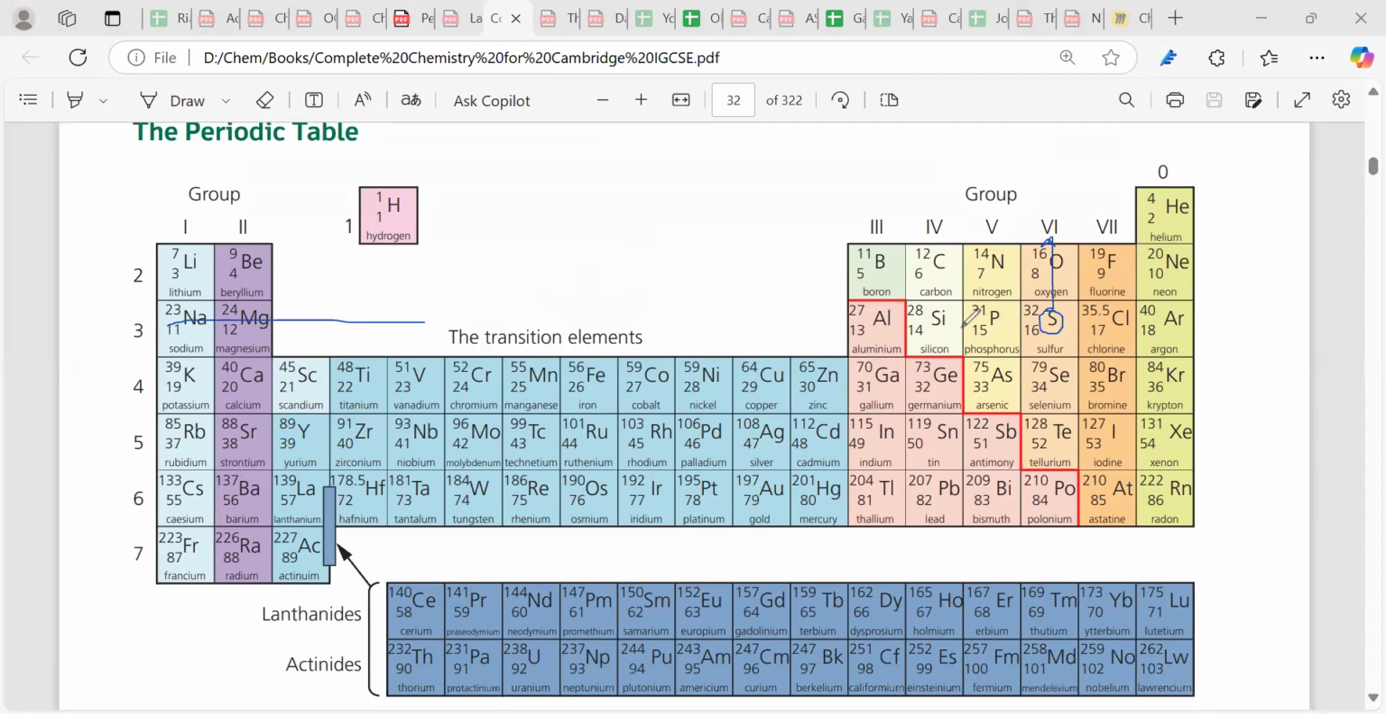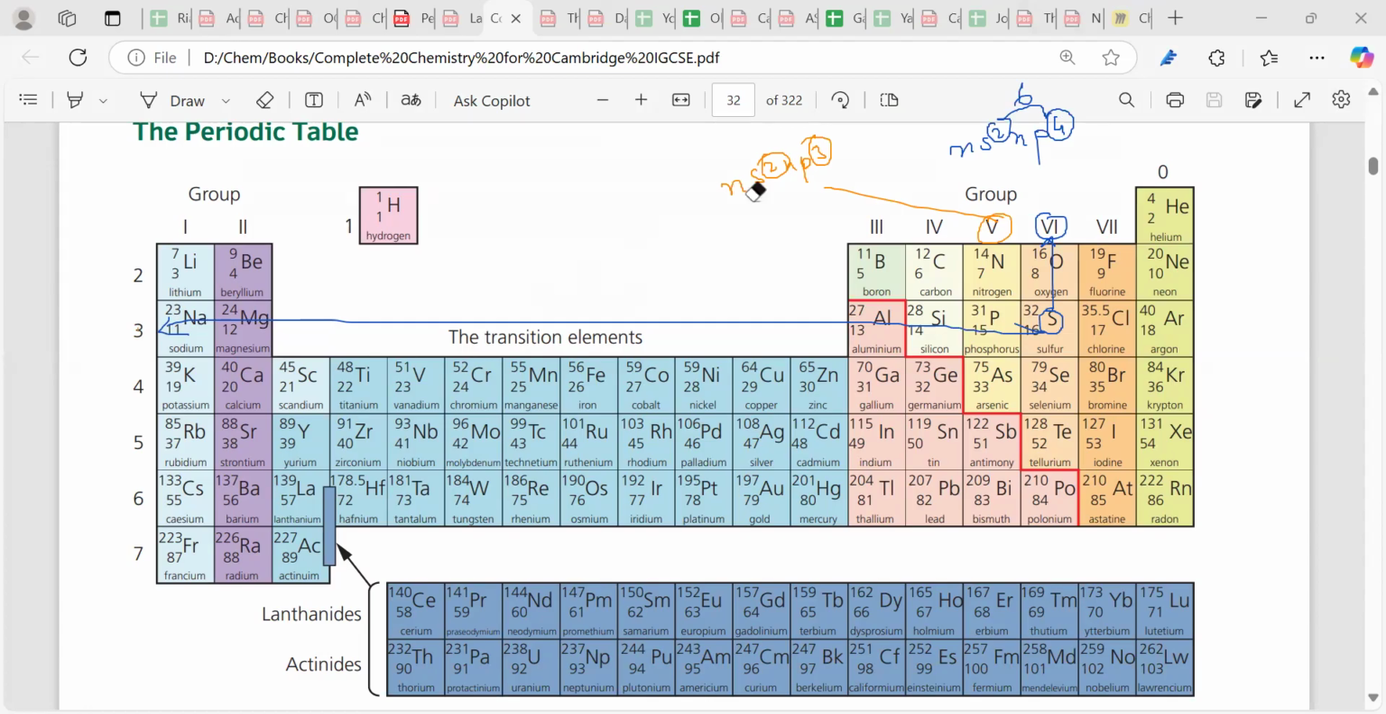This trick you have to know, right? This is ns2, np, how much? np4. Is it clear? The outermost electronic configuration of group number 16 or 6 is ns2 np4. See, 2 plus 4 gives you 6. The outermost electronic configuration of group number 5 is ns2 np3. What is n? n is the period number.